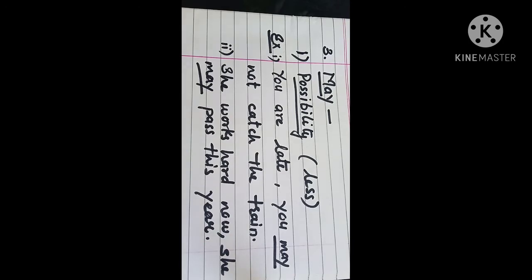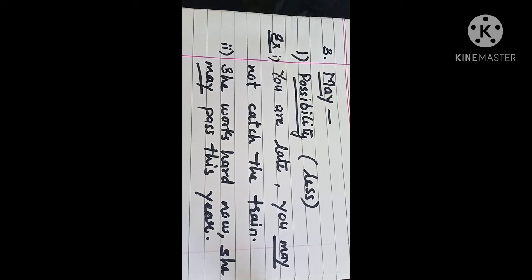Children, now we'll see the third modal auxiliary, may. May is just like can but a little bit formal. So here I'll tell you how we can use may. The first use of may is possibility, which expresses a little less possibility than can.